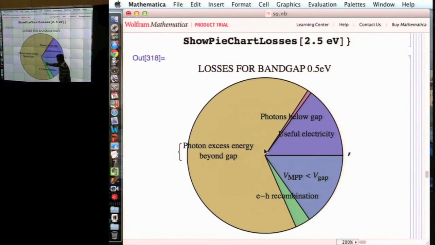And this green pie over here gives me the recombination. So if I have two cells, one with a higher band gap and one with a lower band gap, which would have more recombination?